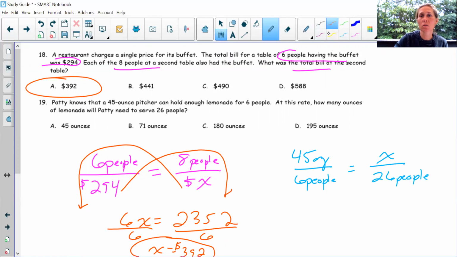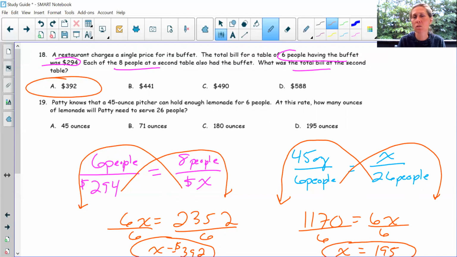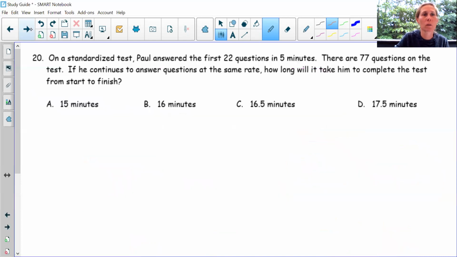All right, cross products, use that, makes your life so much easier. 26 times 45 gives me 1,170 equals 6 times X. Divide both by 6. X equals 195. Well, Miss Cassie, you put the X on the wrong side. It doesn't matter. I don't care which side it's on, as long as there's not an inequality there. So answer, you will need 195 ounces. Okay? All right, number 20.